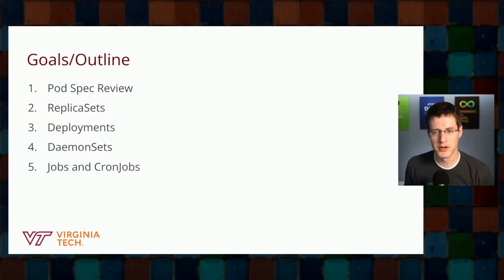So here's our overview for today. We're going to talk about a quick recap, a review of the pod spec, and then we're going to talk about lots of different objects that can use the pod specification to deploy pods in a variety of different ways, and we'll talk about those different ways throughout this lecture. So we'll talk about replica sets, what they are, how we use them. Same thing with deployments, DaemonSets, jobs, and CronJobs, and then we'll recap at the end to talk about when you use which one.